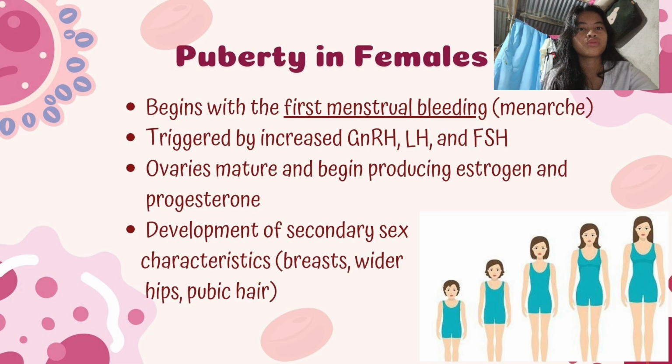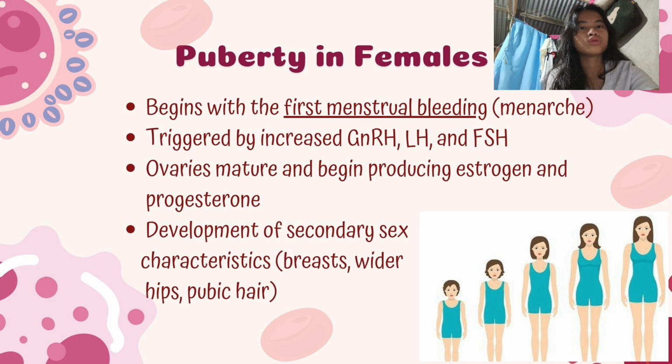It is triggered by hormones like GnRH, LH, and FSH. Puberty is controlled by hormones released by the brain. The hypothalamus releases GnRH, which means gonadotropin releasing hormone. It signals the pituitary gland to release two hormones, LH, which means luteinizing hormone, and FSH, which means follicle stimulating hormone. These hormones stimulate the ovaries to start functioning and maturing.